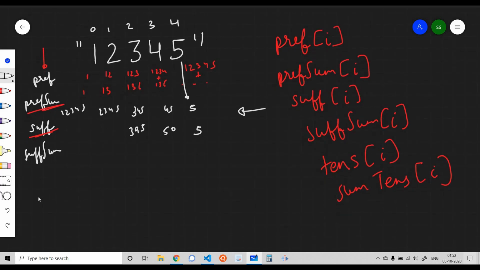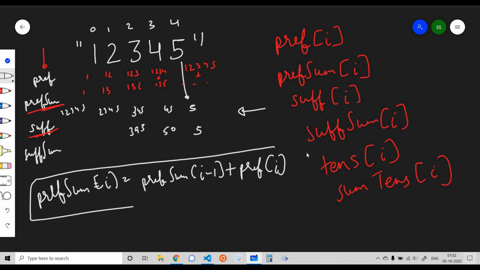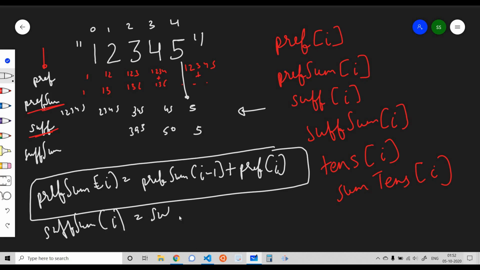So this is a formula. Prefix sum of i is equal to prefix sum of i minus 1 plus pref of i. I don't know why, I might have written it incorrectly. Let me check. 13 plus, yes, I guess this is right. Similarly, to find the suffix sum of i, it is equal to suffix sum of i plus 1 plus suffix of i. So again, I guess it is right. So we'll keep on doing this.